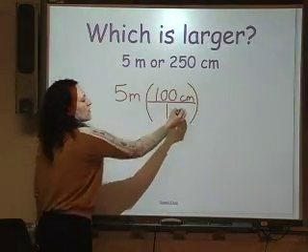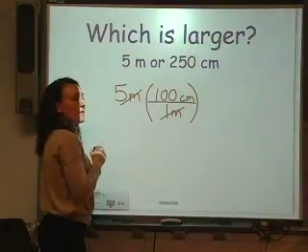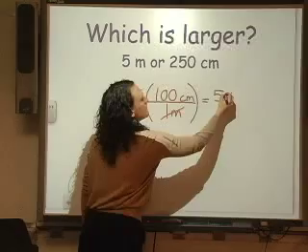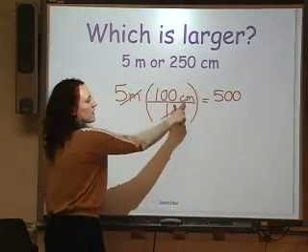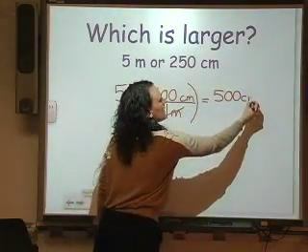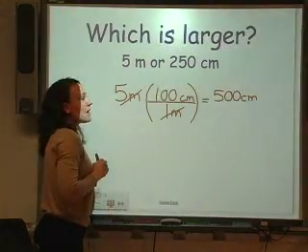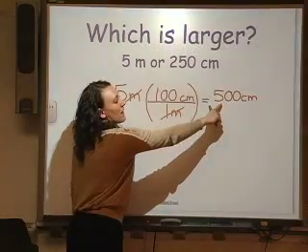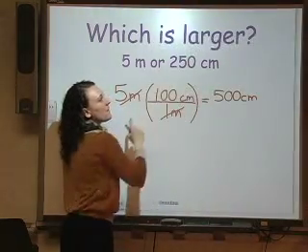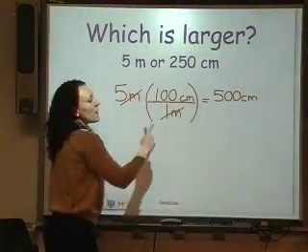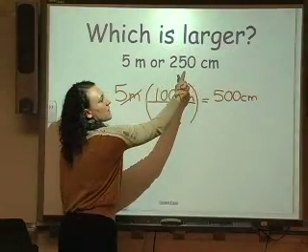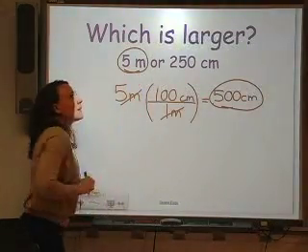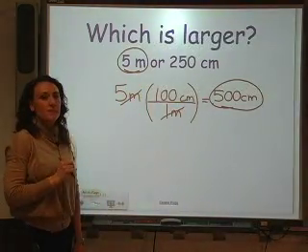I can cancel out my units that are the same, and all I'm left to do is multiply. 5 times 100 equals 500. The only unit I'm left with is centimeters. This tells us that 5 meters is equal to 500 centimeters. Now I can easily compare this to 250 centimeters. When you compare them, you can see that 500 is bigger than 250. So this is the larger value, or we can say 5 meters is the larger value.